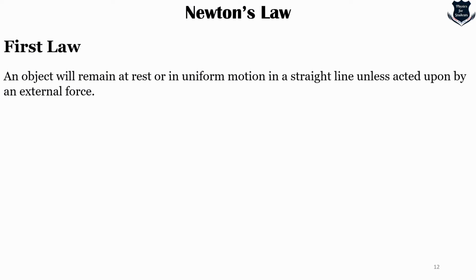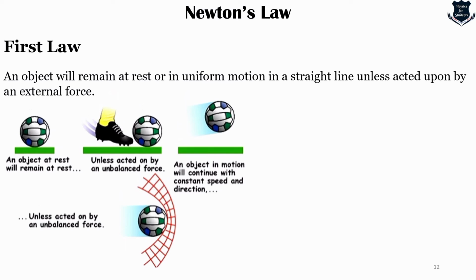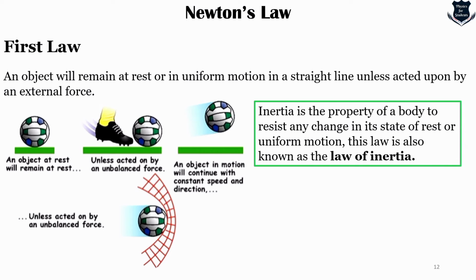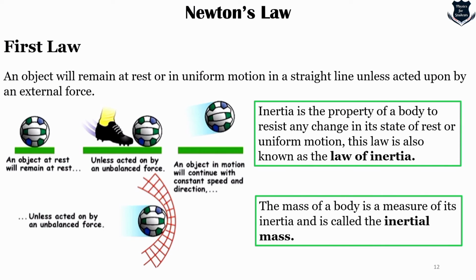The first law tells that an object will remain at rest until acted upon by an external force. This is a quick visual treat: this person is kicking the ball, and unless acted upon by an external force, it would stay as it is. And we know that inertia is the property of a body to resist change, and that is called the law of inertia. The mass of a body is a measure of its inertia and is called the inertial mass.